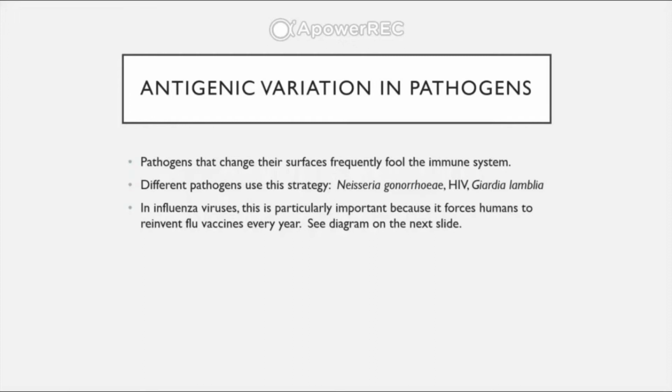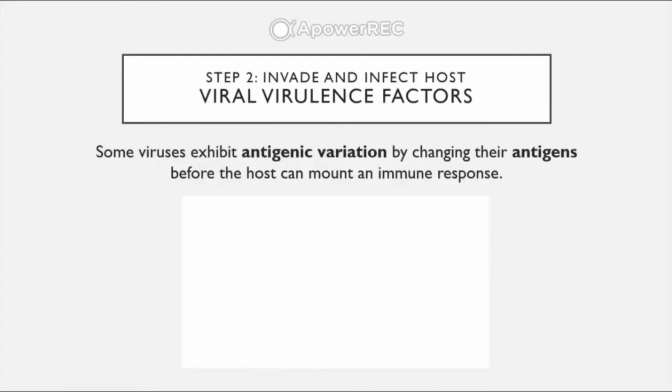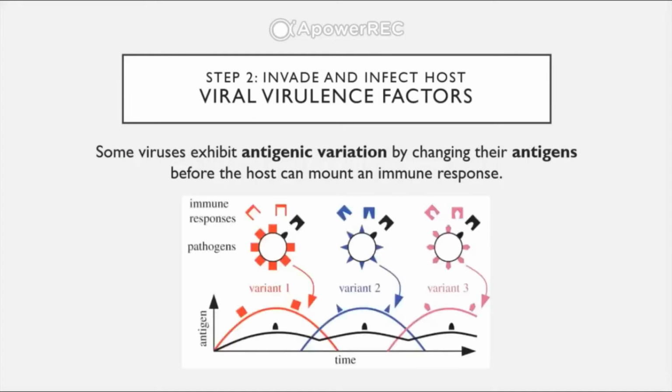Different pathogens can use this strategy, all the way from the bacterium Neisseria gonorrhoeae, the virus HIV, and the eukaryotic Giardia lamblia. In influenza viruses, this is particularly important because it forces us to develop new flu vaccines every year as new antigenic variations emerge, or to retrain our immune systems. We can see how this plays out on the next slide here.